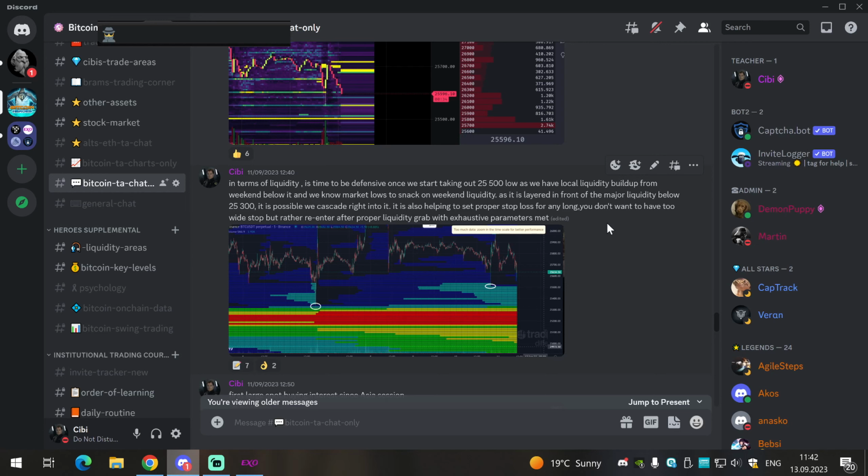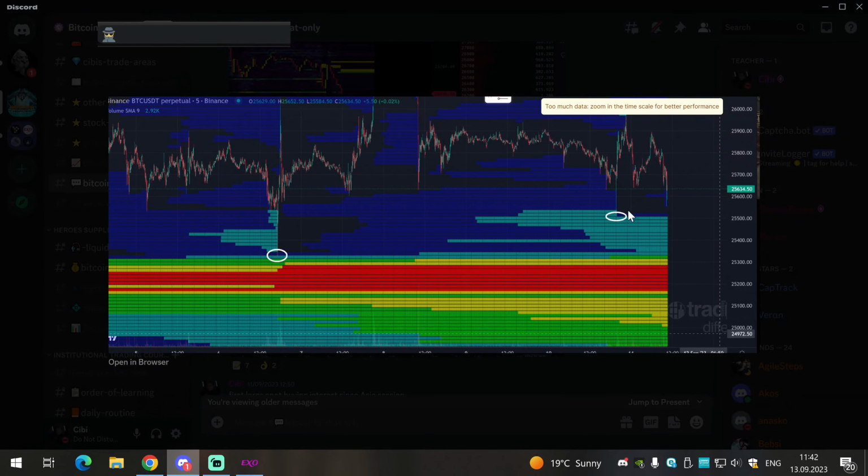It is also helping you to set proper stop loss for any long. You don't want to have too wide stop loss, rather re-enter after proper liquidity grab with exhaustive parameters met. So for this long here, which I was taking before, I had very tight stop loss because I knew once we lose this low, market will easily cascade for the weekend liquidity at least.